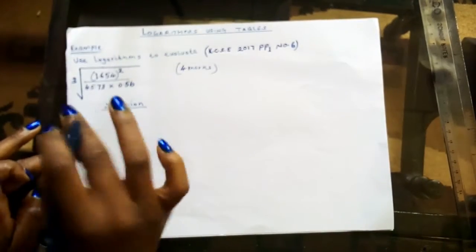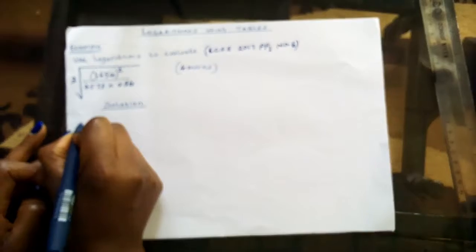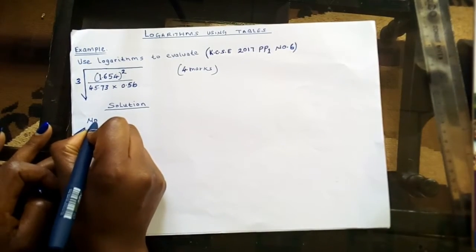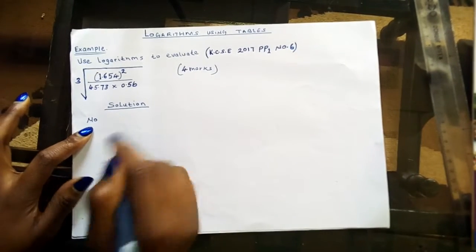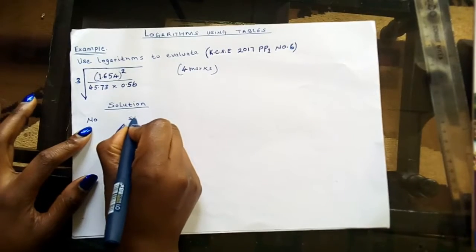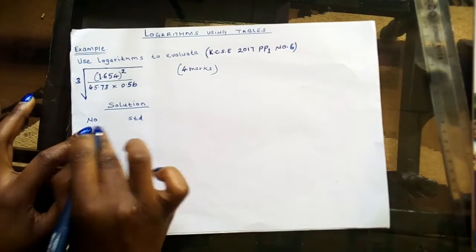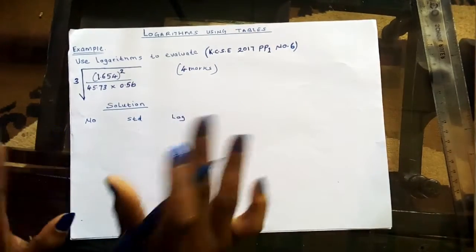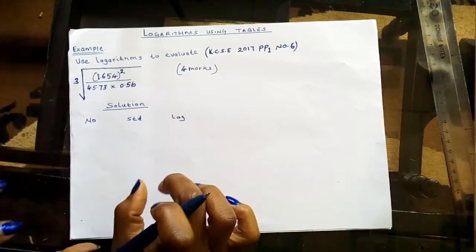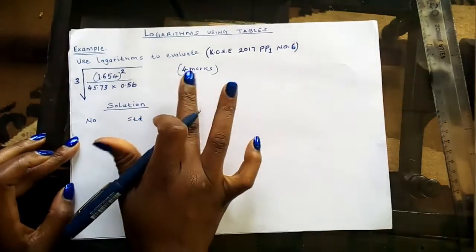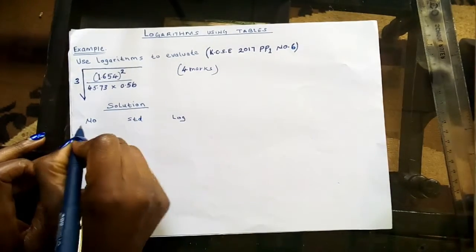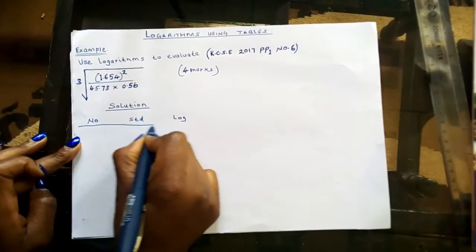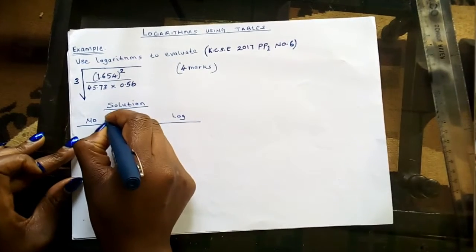I am going to draw a table whereby in the first column we have the number, in the second column we have that number in standard form, and then the logarithm. I'm going to show you step by step how you acquire the 4 marks. After you do that, now we can start.